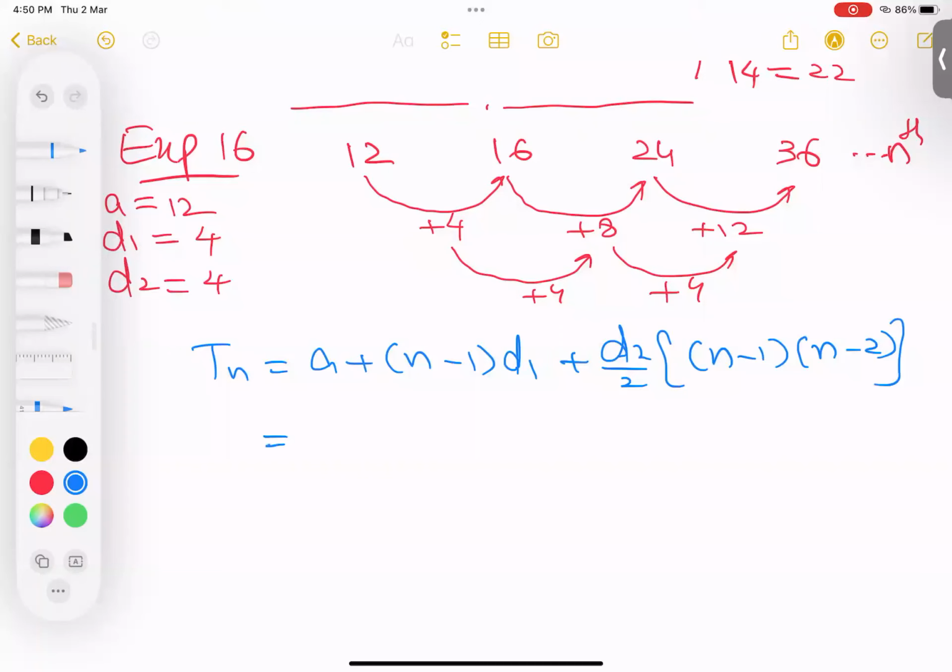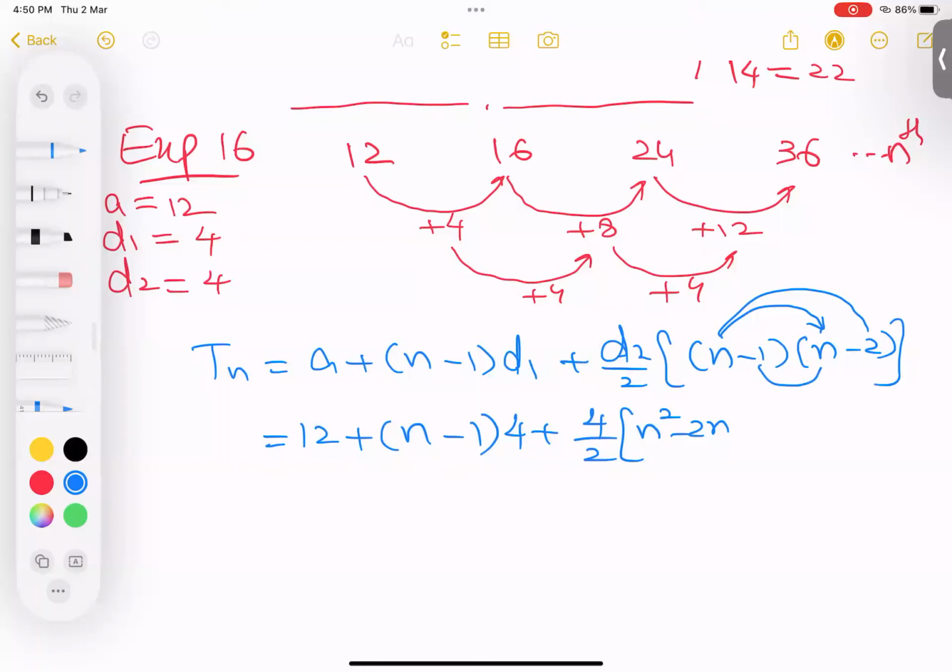Now I'm going to plug in the values. The A value comes from there, 12, my students. And don't do anything with n, all the n's stay as they are. D1 is 4. And the D2 value we have is 4. Why keep n as it is? N always stays as it is. Now multiplying n times n, you get n square, n times minus 2 gives minus 2n. And I got minus 1n, and here plus 2.